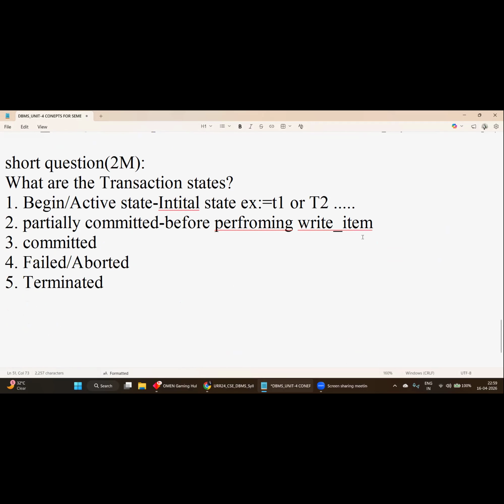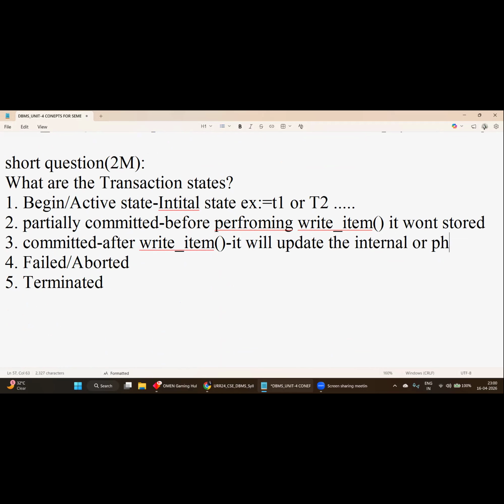And now, partially complete means before performing write item. That is, it won't be stored in the database. Okay. Now, completed means after write item. After write item, it will update the internal or physical storage. This is the difference.